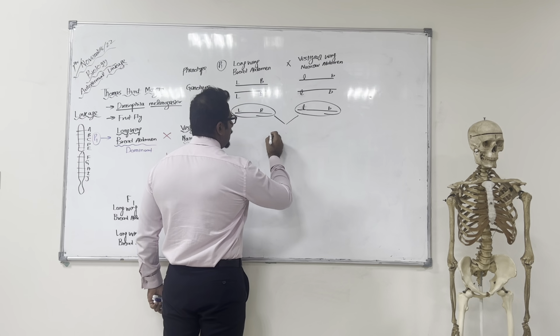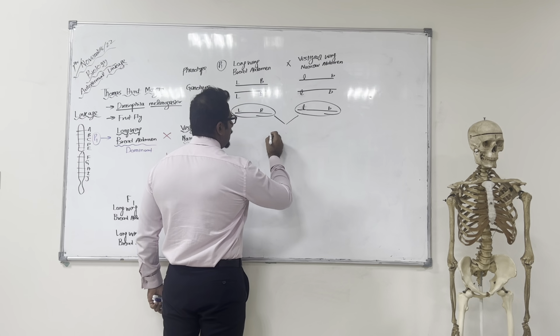Long wing and broad abdomen. And this is what? This is F1. Now what do we do? We always cross F1 with F1.